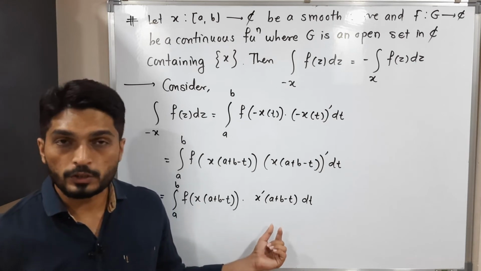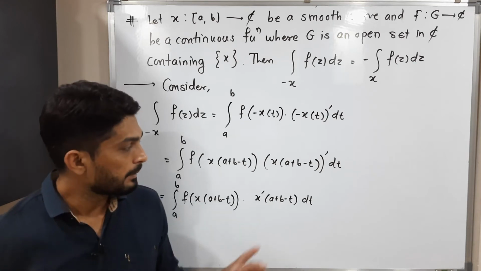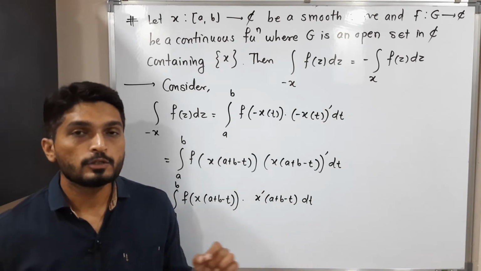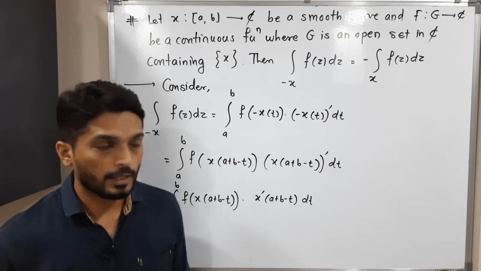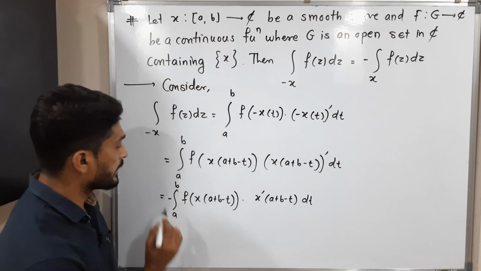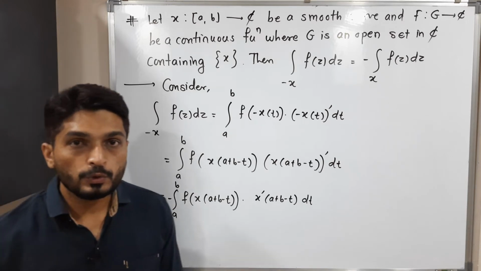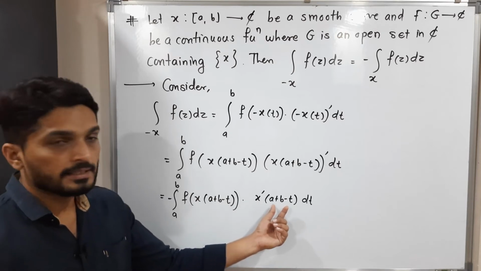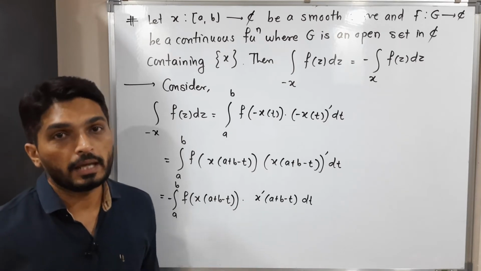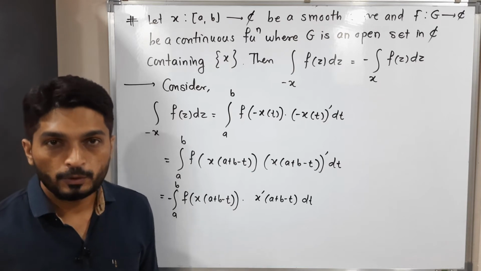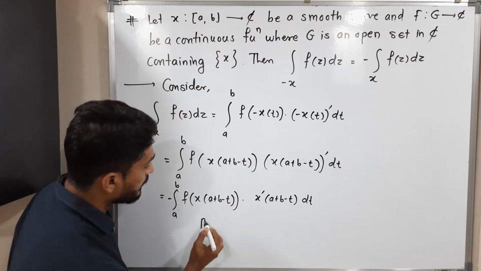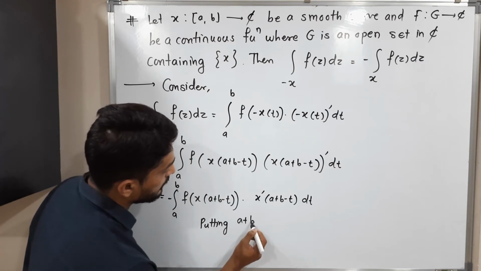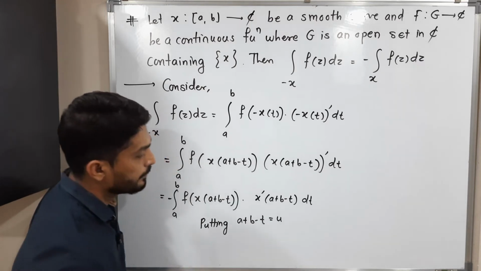A plus b is constant, so its derivative will be 0. But t is there, so its derivative will be 1, but it has a minus sign, so the derivative will be minus 1. That minus 1 is a constant, so I can take it outside. After that, what will I do? We have a plus b minus t, so I am going to put a plus b minus t equal to u.